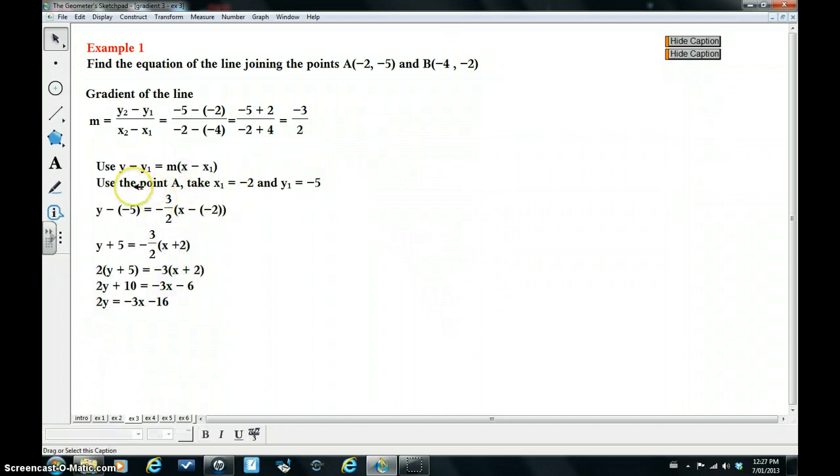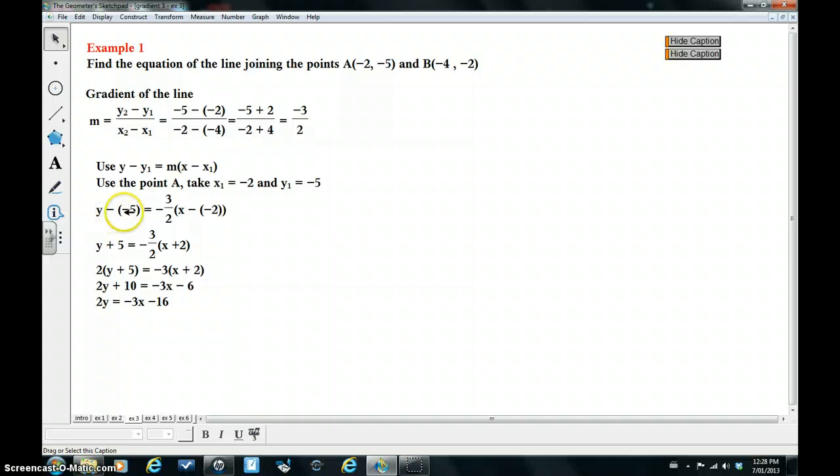And I'm going to take the point A. It doesn't really matter which point I take, I only need to take one of these points, and I'm going to take x1 as minus 2 and y1 as minus 5. Remember, you don't touch the x and y. So you get y, take away y1, which is minus 5, equals m, which we know is minus 3 over 2, bracket x, take away x1, which is minus 2. Now this is actually the answer, but we can simplify this, tidy it up a bit.